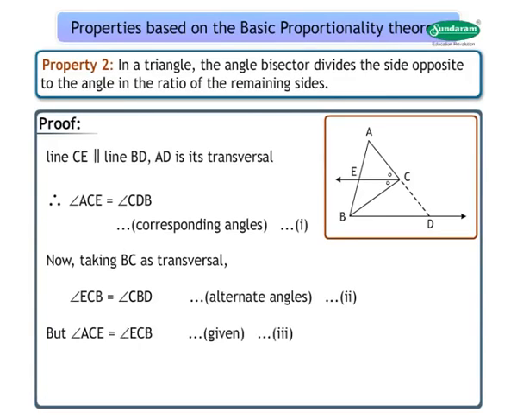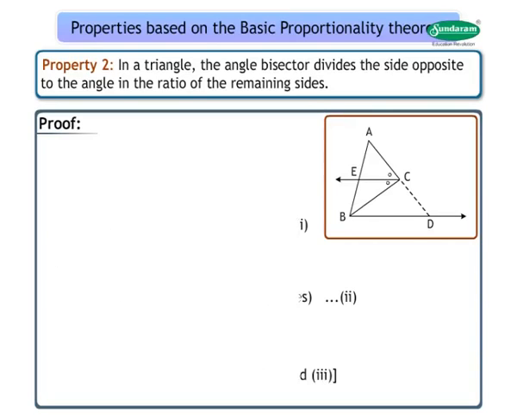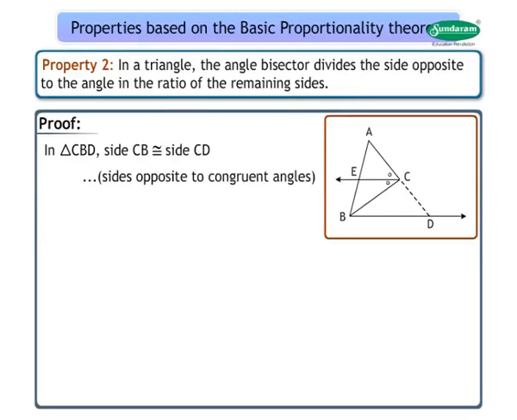But it is given that angle ACE is equal to angle ECB. Let us mark this statement as 3. Therefore, from 1, 2 and 3, we get angle CBD is equal to angle CDB. In a triangle, sides opposite to congruent angles are congruent. Therefore, in triangle CBD, side CB is congruent to side CD. Therefore, CB is equal to CD. Let us mark this statement as 4.